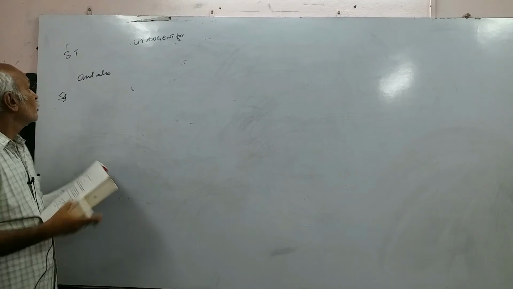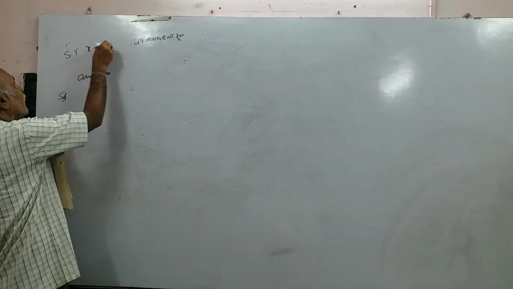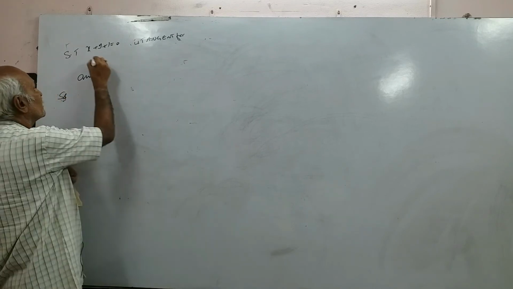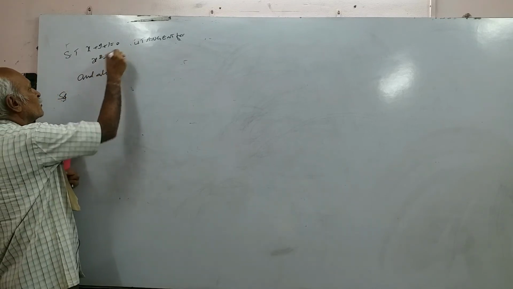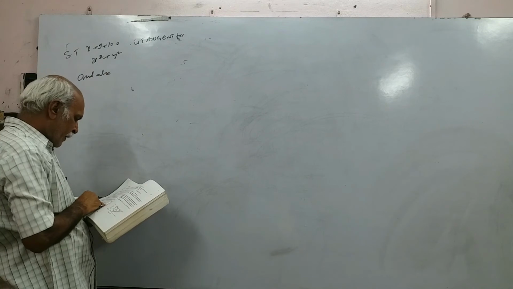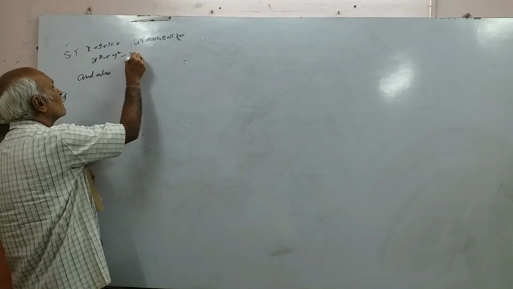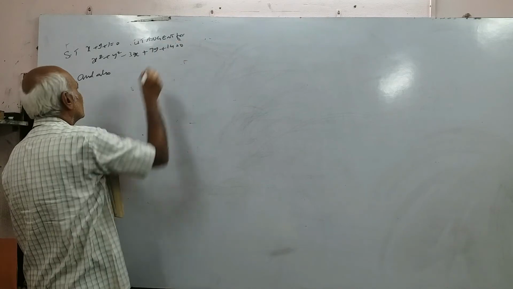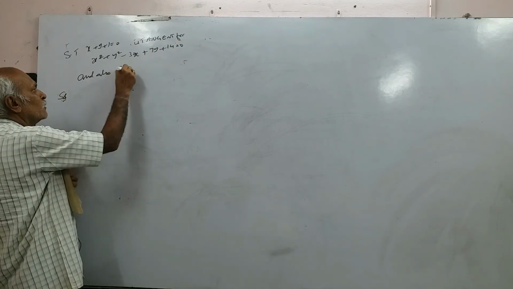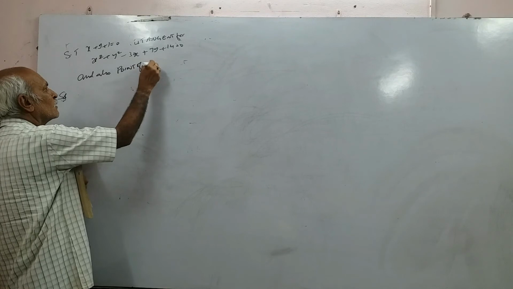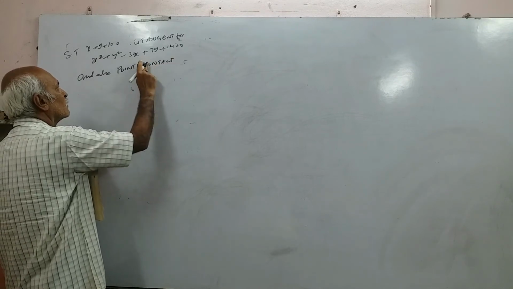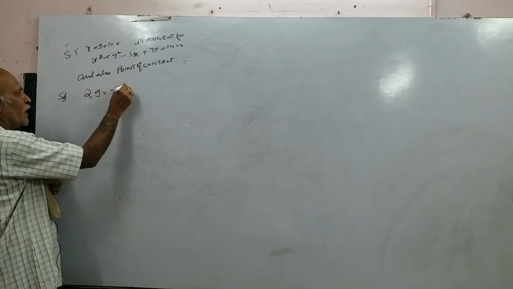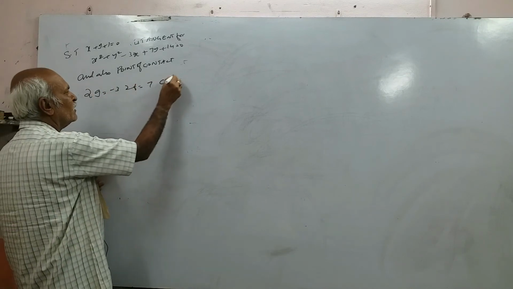Next, show that the line x plus y plus 1 is equal to 0 is the tangent to the circle x square plus y square minus 3x plus 7y plus 14 is equal to 0, and also find the point of contact. Same model, sir. So again, 2g is equal to minus 3, 2f is equal to 7, c is equal to 14.